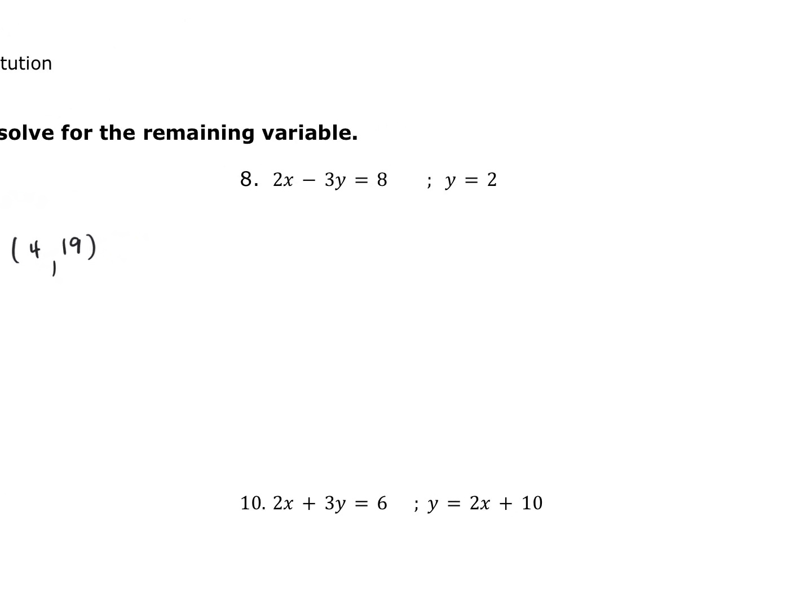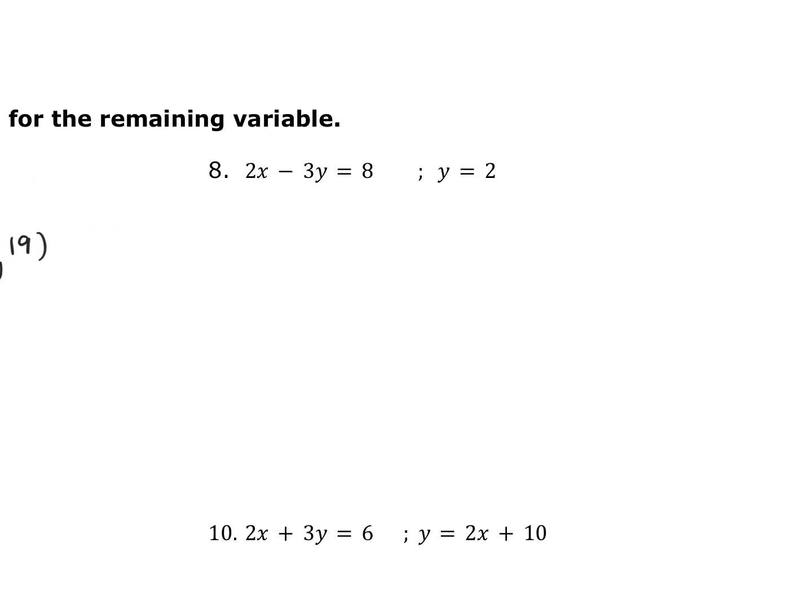Okay, so let's look at number 8. I'm going to look at what we call our key. So this is my key, y equals 2, and I'm going to take whatever it equals, which is this 2, and I'm going to substitute it in for the y. I'm going to rewrite that whole problem over again, but when I get to that y, I'm going to use parentheses and put a 2 in it. So I'm going to start here, 2x minus 3 times 2 equals 8.